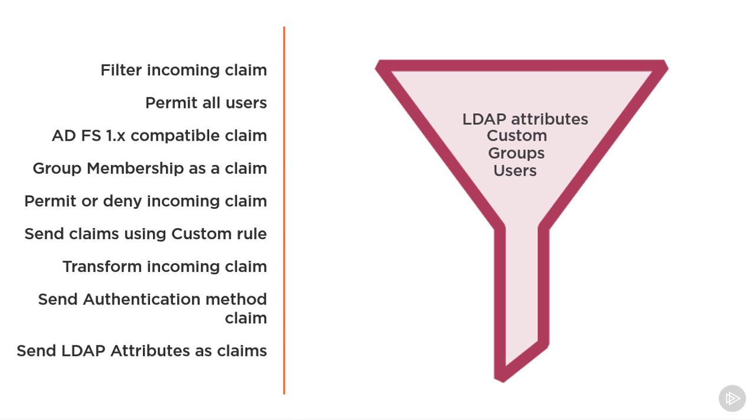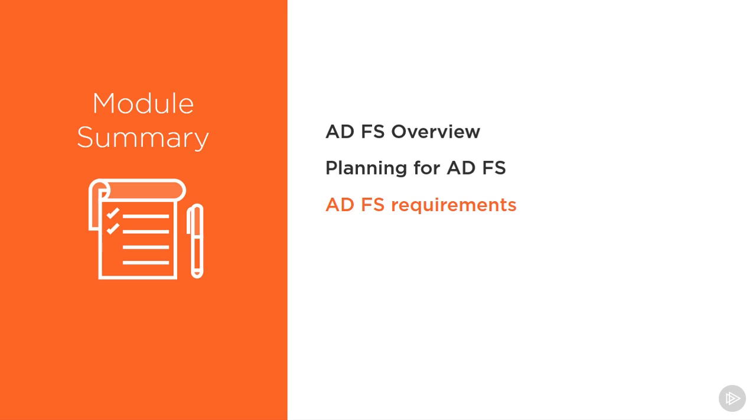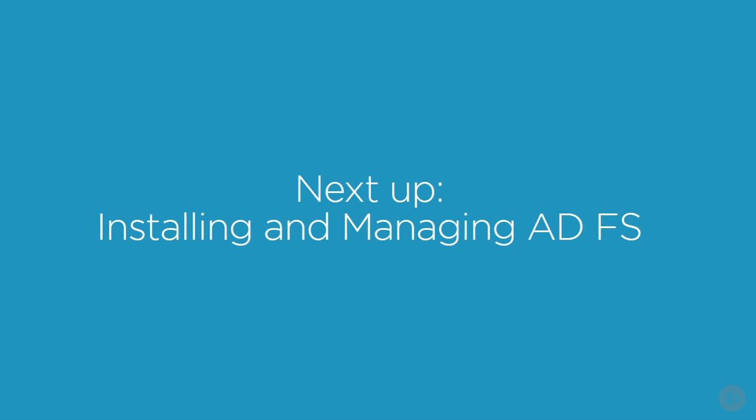So in this module, we went through quite a bit. We provided an ADFS overview. We looked at things to take into consideration when planning for ADFS. We talked about the ADFS requirements. We talked about how to configure ADFS with MFA and some of the options and requirements around MFA. And we wrapped it up by talking about some of the claims rules or filters that we can use with ADFS. Next up, we're going to look at the installation and management of ADFS.